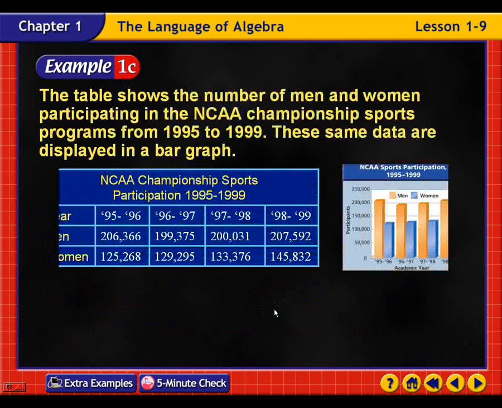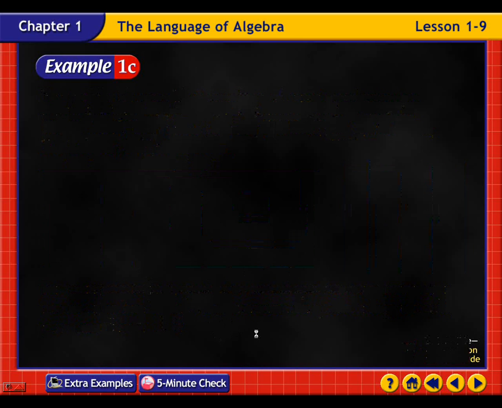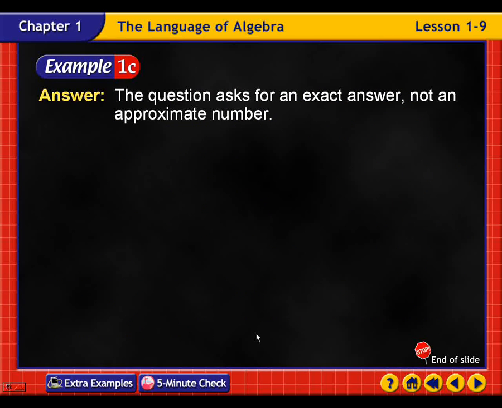The next thing we want to look at is how do you determine the total participants, which means if you actually want to get a total number between the 1998 and 99 school year, it's better to use the table because you can actually take those two numbers and add them together. And if it asks for an exact number, you'll want to use the table.